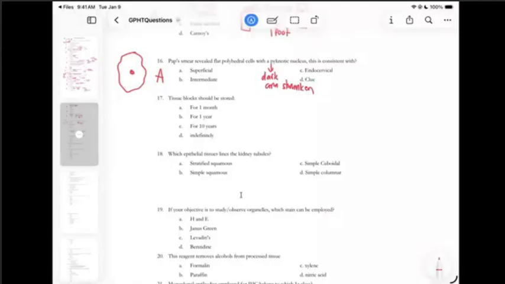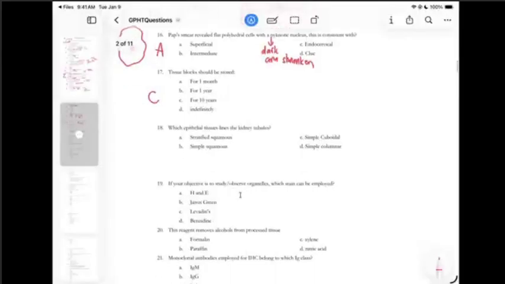Number 17, the retention policy regarding tissue blocks. It should be stored for 10 years. Number 17, letter C. Usually, indefinitely is for the slides, but 10 years for the tissue block. So number 17, letter C.